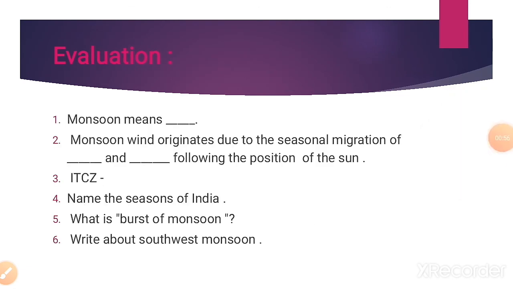Here I gave some evaluation questions. Try to answer these questions. Monsoon means dash. Monsoon wind originates due to the seasonal migration of dash and dash following the position of the sun. What is ITCZ? Next, name the seasons of India. Next, what is burst of monsoon? The next question is, write about southwest monsoon.